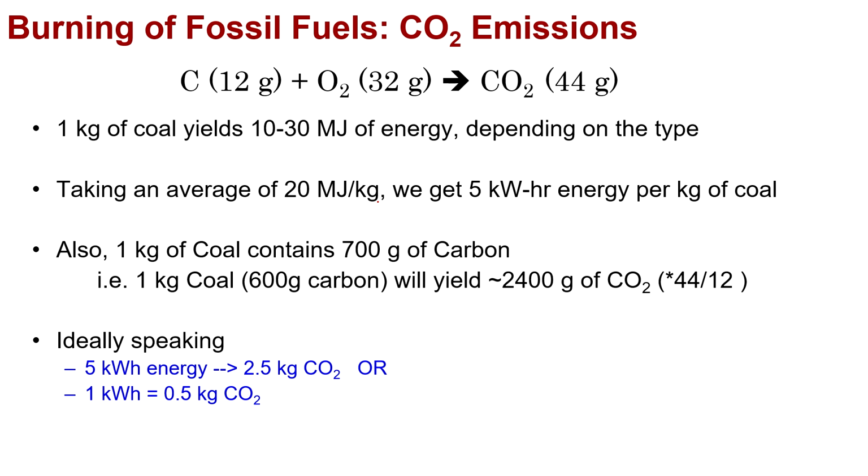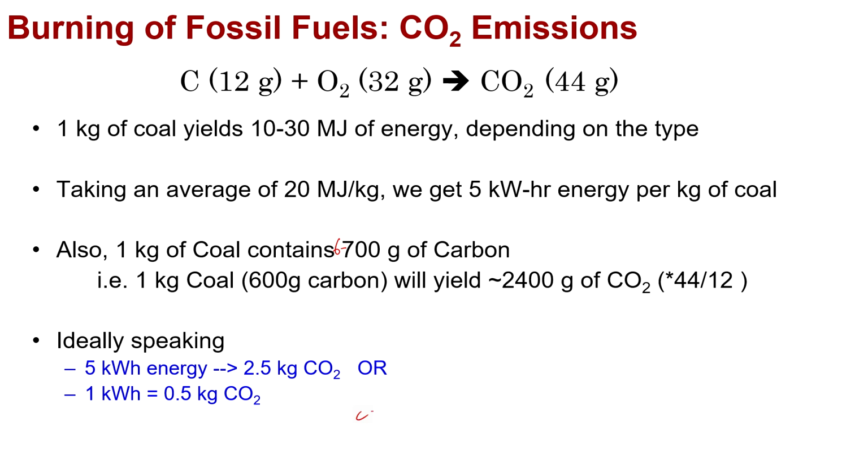And 1 kilogram of coal contains about 600 to 700 grams of carbon, let us say. So, 1 kg of coal consisting of 600 grams of carbon will yield about 2400 grams of carbon dioxide, if you go by the simple formula that is written there, which is nothing but 44 divided by 12.